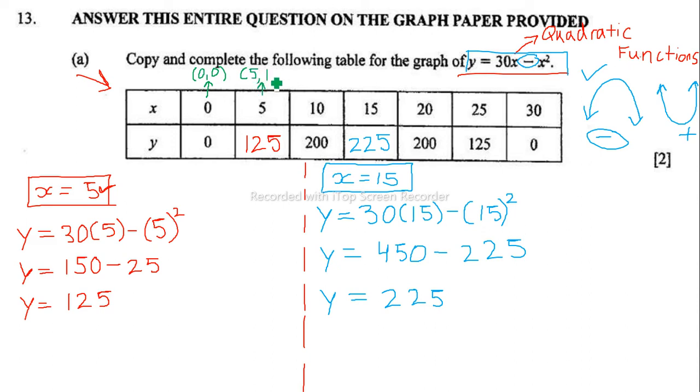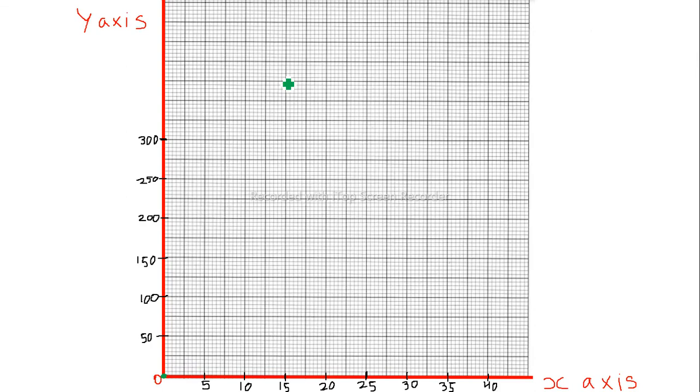5 and 125. So again, 5 and 125. If this is 100 and this is 150, where's 125? It should be halfway, right? Half of it, yeah. So because this is 100, this is 125, this is 150. Okay, good.